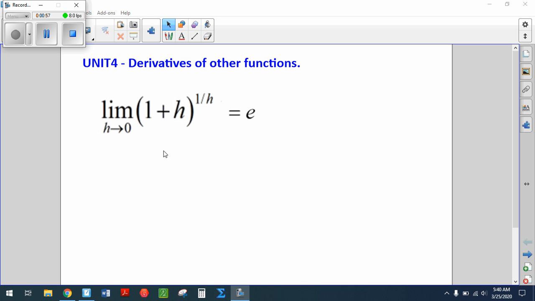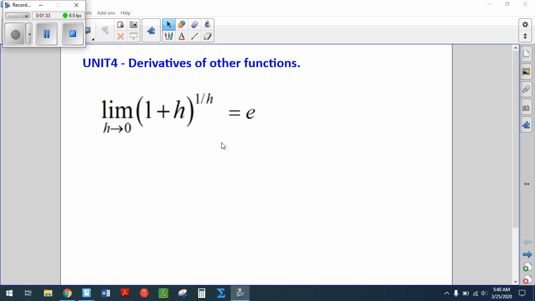So the first lesson is about derivatives of natural base, exponent, and logarithm functions. I start with this general definition: the limit as h goes to 0 of (1 plus h) to the 1 over h power equals e. This is an unusual, but I guess common definition of what e is. E is that natural number 2.71828, or whatever that decimal is. And one way to approximate it is to use this limit definition.